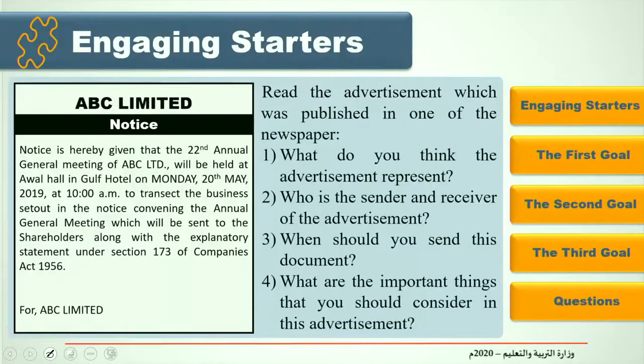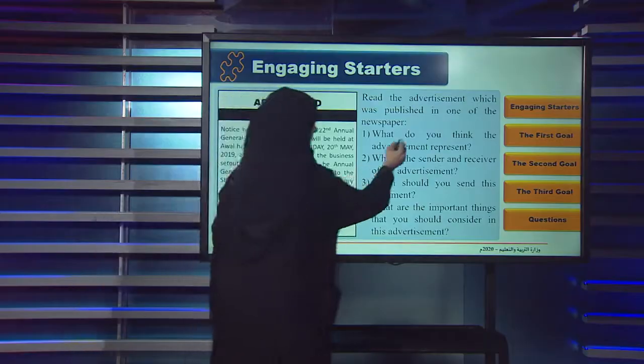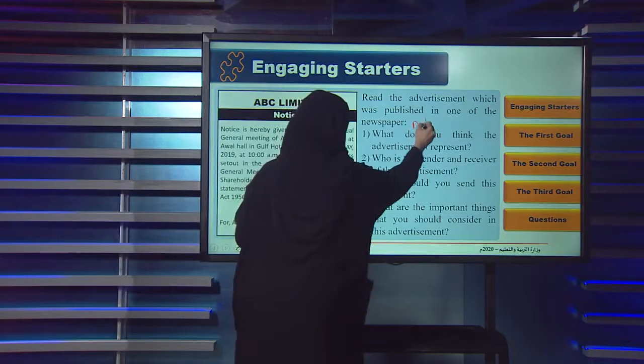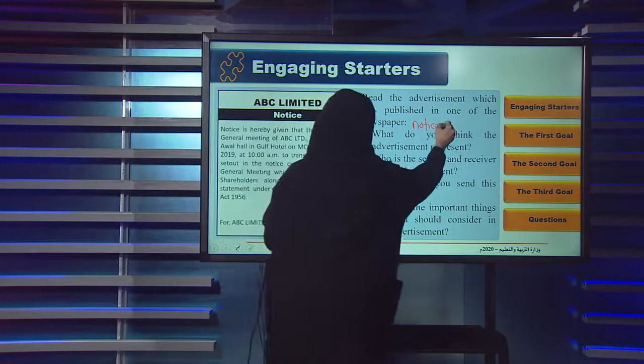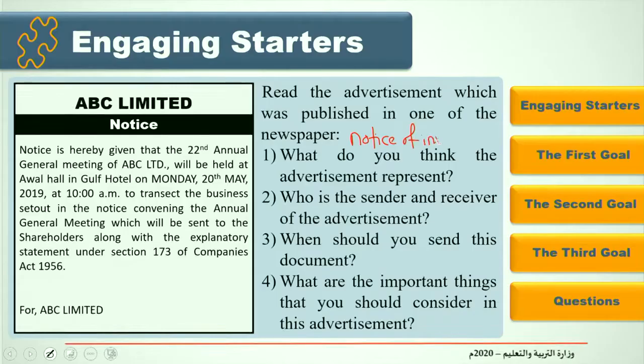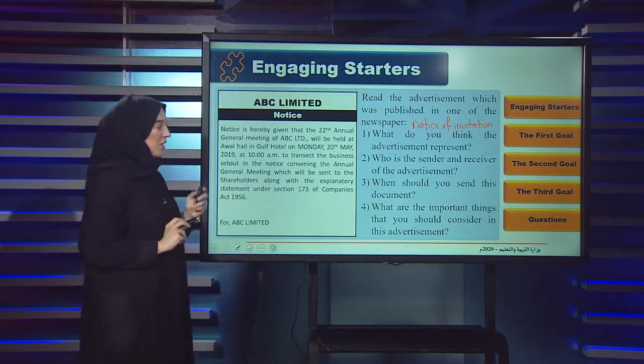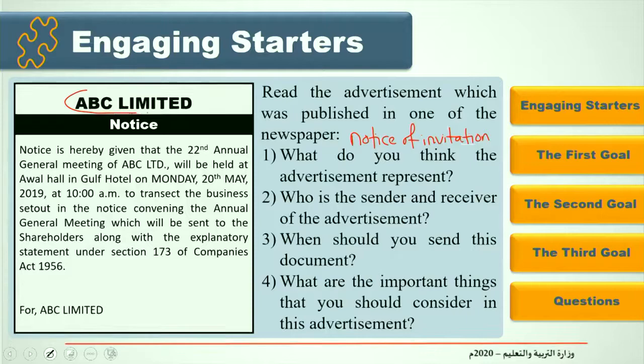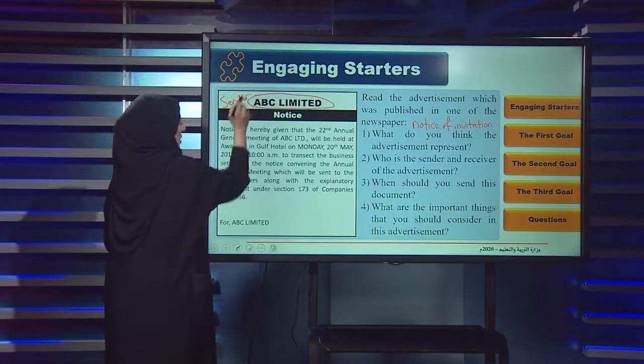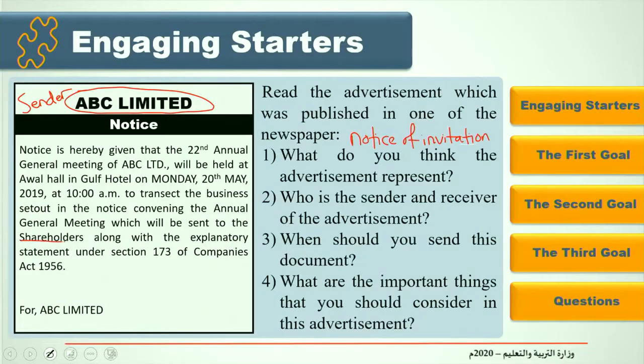Now, let's answer the questions. Question 1. What do you think the advertisement represents? The advertisement represents a notice of invitation. Question 2. Who is the sender and receiver of the advertisement? The sender is ABC Limited. The company is the sender, and the receivers are the shareholders.